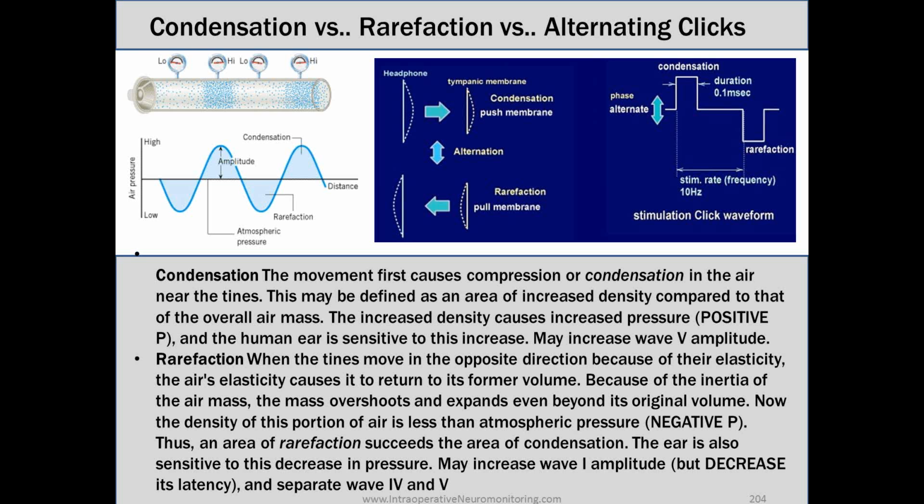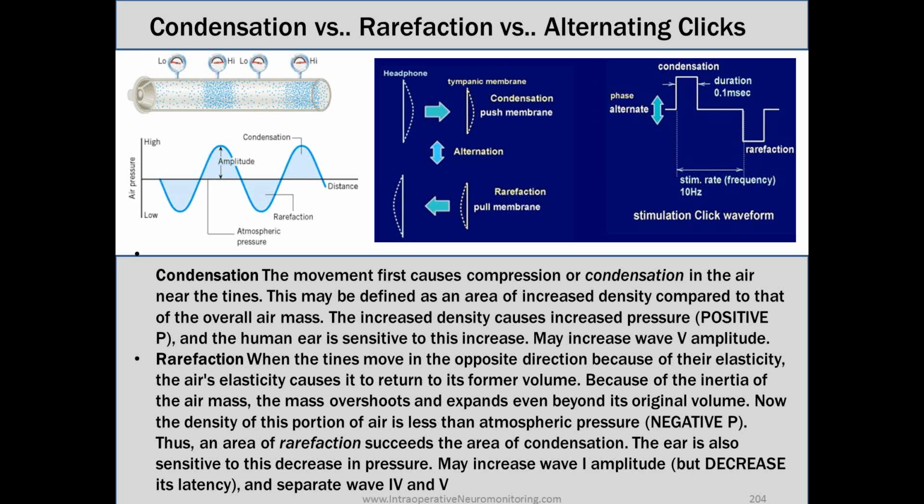Rarefaction is the next one. When the tines move in the opposite direction, because of its elasticity, the air returns to its former volume. Because of the inertia of the air mass, the mass overshoots and extends beyond its original volume. Now the density of this portion of air is less than the atmospheric pressure, or a negative pressure. Thus, an area of rarefaction succeeds the area of condensation. The ear is also sensitive to this decrease in pressure. You would choose to use this to increase your wave 1 amplitude, but it will also change its latency; it will decrease a little bit. It also helps to separate wave 4 and 5, which we'll see in a couple of diagrams later, where wave 4 and 5 can kind of blend into each other.